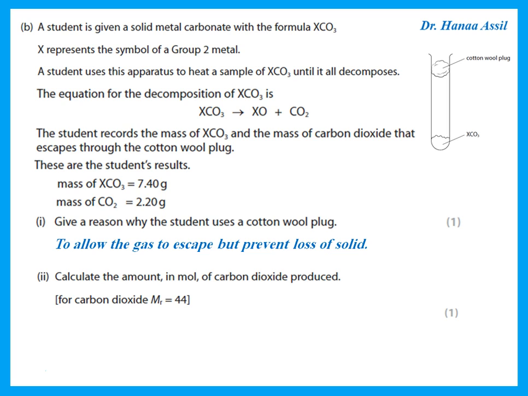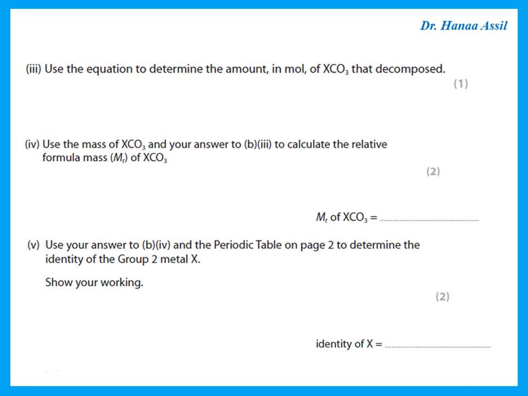Calculate the amount in moles of carbon dioxide produced. How do we get the number of moles of carbon dioxide? What does he give me about carbon dioxide? He gives me the mass of carbon dioxide. He's saying the mass of carbon dioxide is 2.2 grams. Then I can get the number of moles by mass over molecular mass. The mass is 2.2 and he already gives me the molecular mass, so I don't have to calculate carbon plus 2 oxygens. It is 44, and I get the number of moles of carbon dioxide.